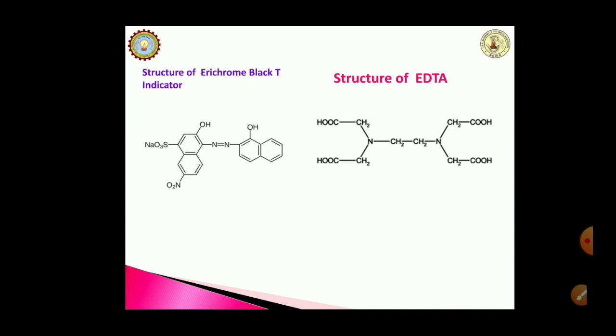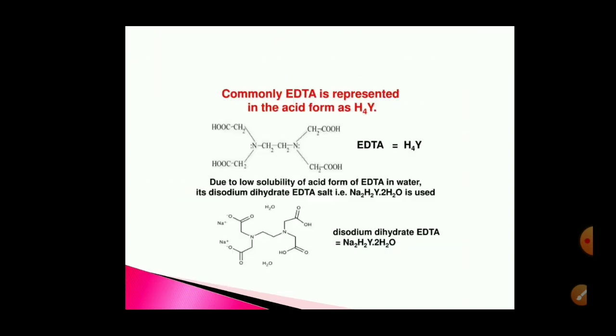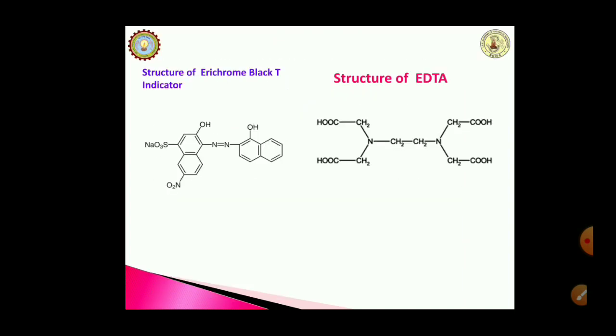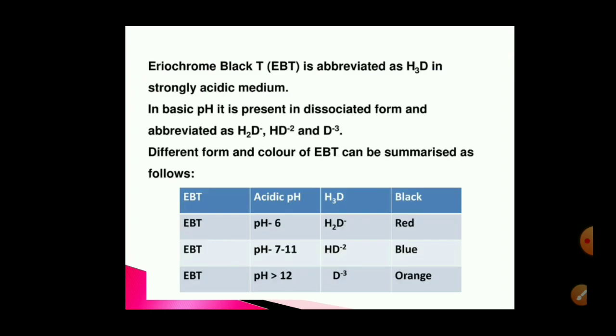The EDTA on the right hand side, you can see the structure, and you can notice that it has 6 coordination sites available on it. And these 6 coordination sites are going to help it to function as a hexadentate ligand. Now this reagent EDTA is also called chelating agent because it forms chelates with the hardness causing ions, which are here calcium and magnesium.